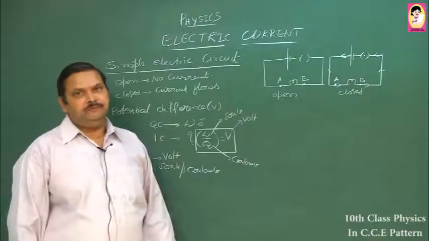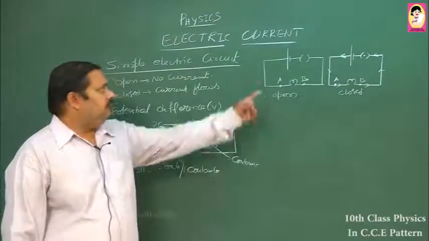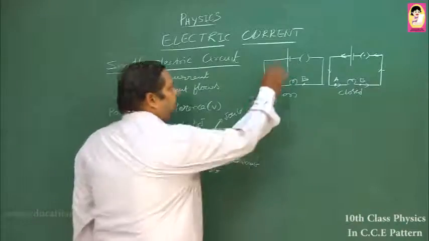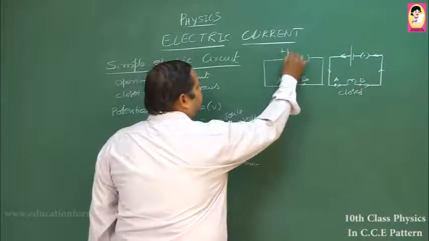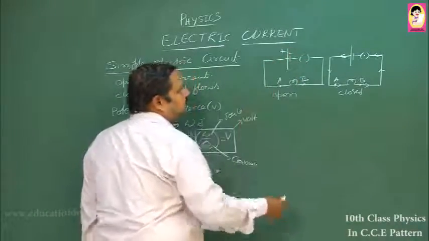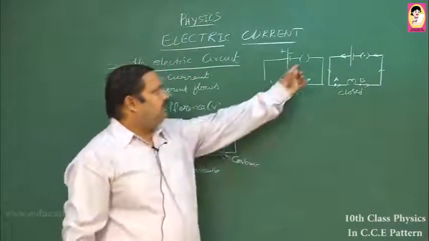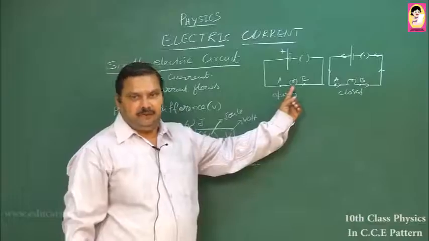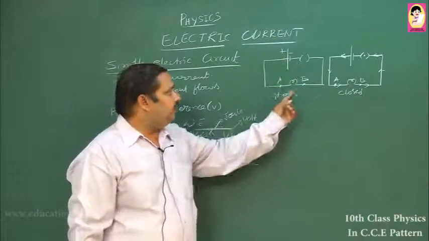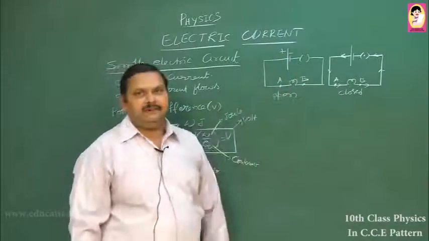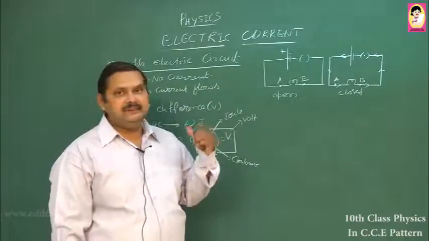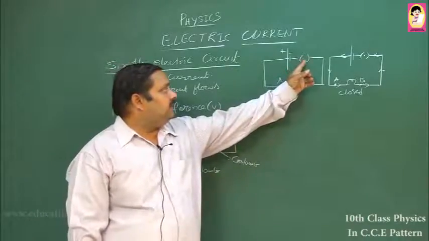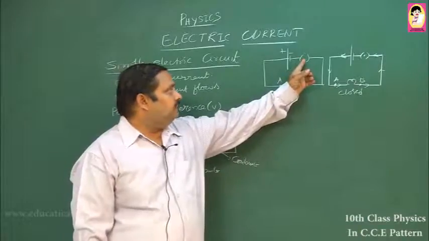What do you mean by simple electric circuit? A source of current, here I have taken as a cell. The long line represents positive electrode, short one represents negative electrode. A source of current, a switch, and a consumer of electric current like electric bulb. When these three are connected up by means of a conducting wire, that arrangement is called a simple electric circuit. Here, this represents the switch off condition.